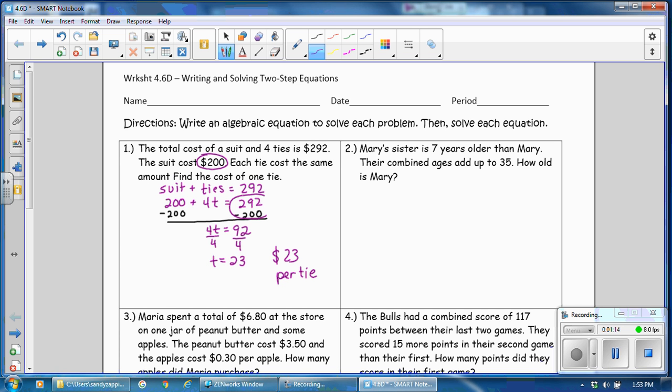Mary's sister is 7 years older than Mary. Their combined ages add up to 35. How old is Mary? This is a good problem for a two-way table. We only need to keep track of the present age, not the future age.